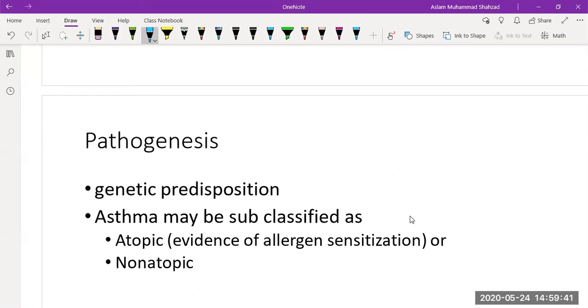Then pathogenesis: we discussed the pathogenesis in terms of genetic predisposition. Sometimes it is linked to genetics, and it could be subclassified into atopic and non-atopic.